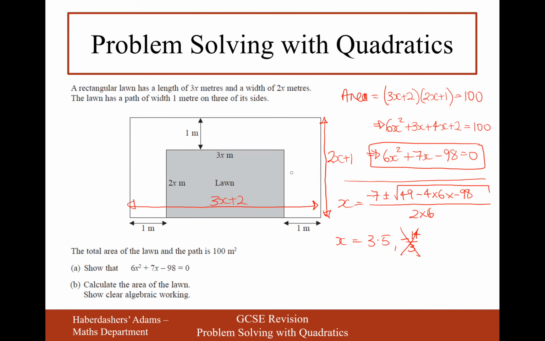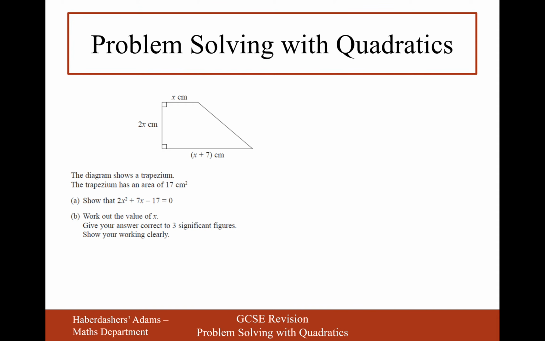Okay, so now we are tasked with working out the area of the lawn. So the lawn area is just going to be 6x squared, so 6 times 3.5 squared. So 3.5 times 3.5 times 6 equals 73.5 meters squared, because it's an area. Okay, there we are, that's the answer to that question. Okay, moving on to the next one. Pause the video and have a go at this one.